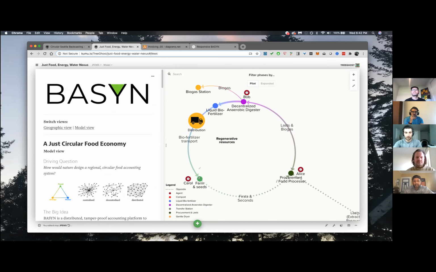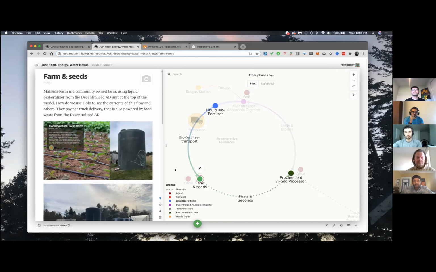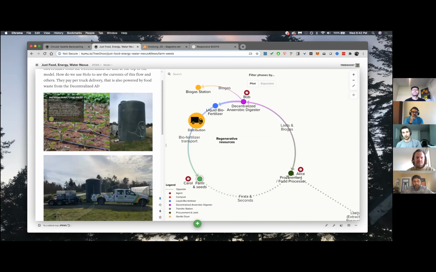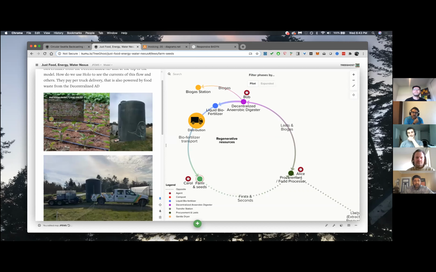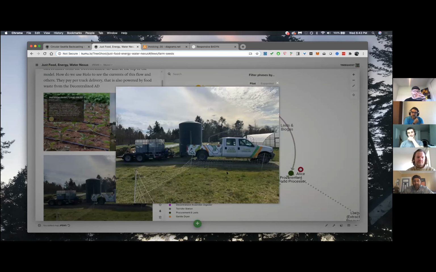Okay, so like Feli said, we're going to focus on Carol. Carol has a farm. This is a real person on Basyn Island, in the Seattle area. She's got a 5,000 gallon tank that she's using to water her farm. Carol's not a real name, but they're watering their farm with this digestate, or liquid biofertilizer. It's super high in nitrogen, and this is delivered on a truck. This truck is powered by food waste.